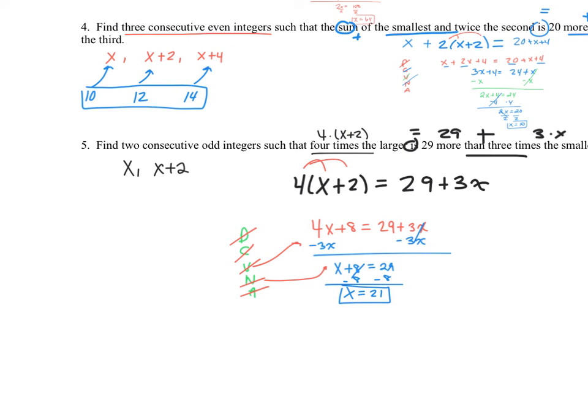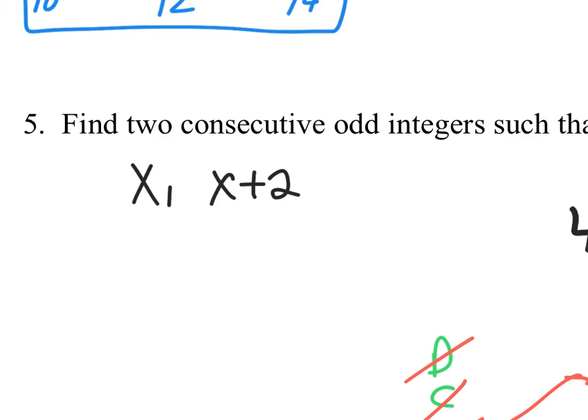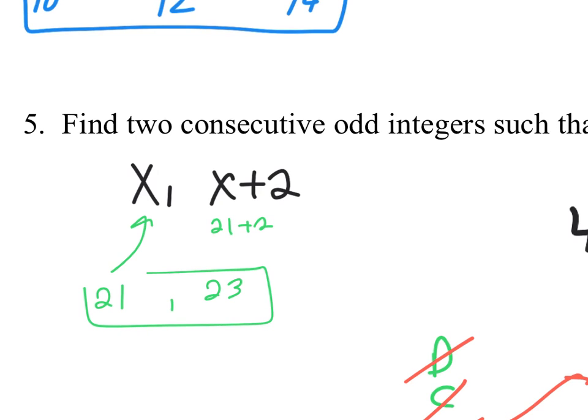But I want to find those 2 integers, so I have to plug in my 21. We just said x was 21. And now we do 21 plus 2, which is 23. That's your final answer, 21 and 23.